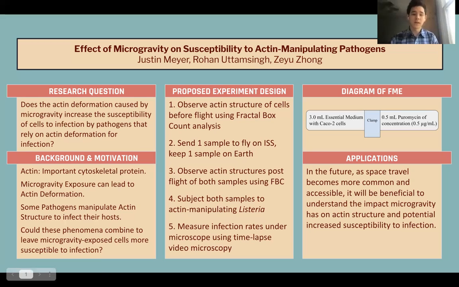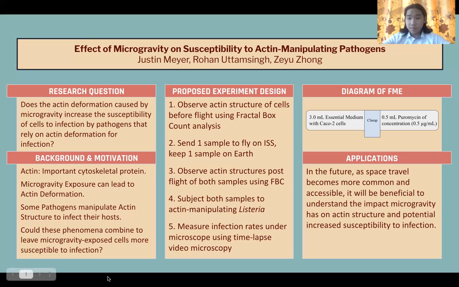For our experiment design, before we send our FME up to the ISS, we're going to observe the actin structures of the cells by first staining them, which will allow us to see the actin under a microscope, and then analyzing them using a procedure called fractal box count analysis, which will allow us to quantitatively measure the actin structure of the cells. Then when we send them up, we will send one FME up to the ISS and keep one down on Earth just to increase the validity of our results.